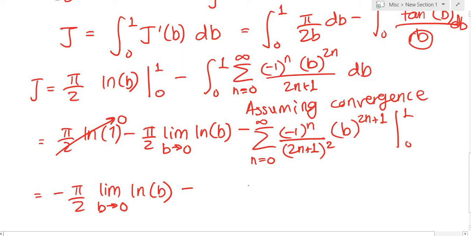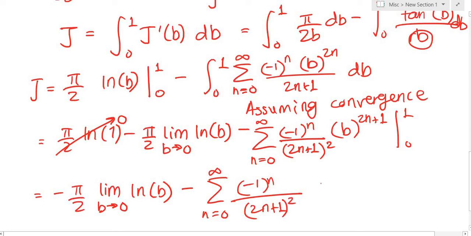So when you plug in 1 over here, you're going to have 1 to the 2n plus 1th power. 1 to any power is 1. So essentially we have the sum from n equals 0 to infinity of minus 1 to the n divided by 2n plus 1, the whole thing squared, times 1, and then minus minus plus, but when you plug in 0 in the place of b, everything goes to 0.